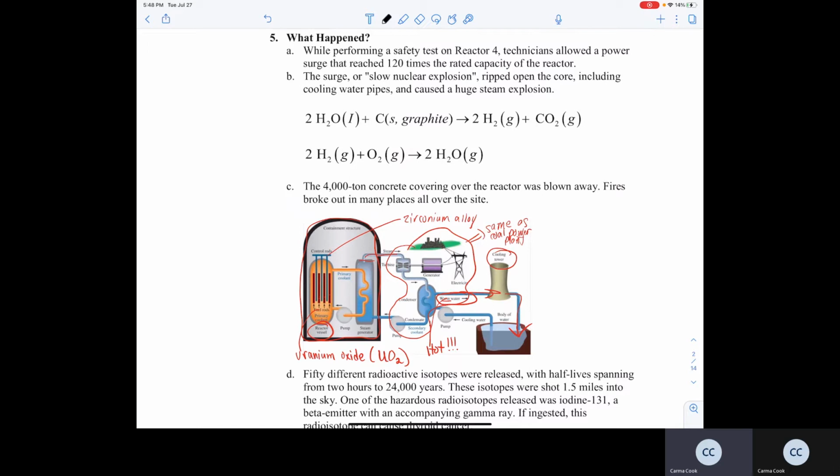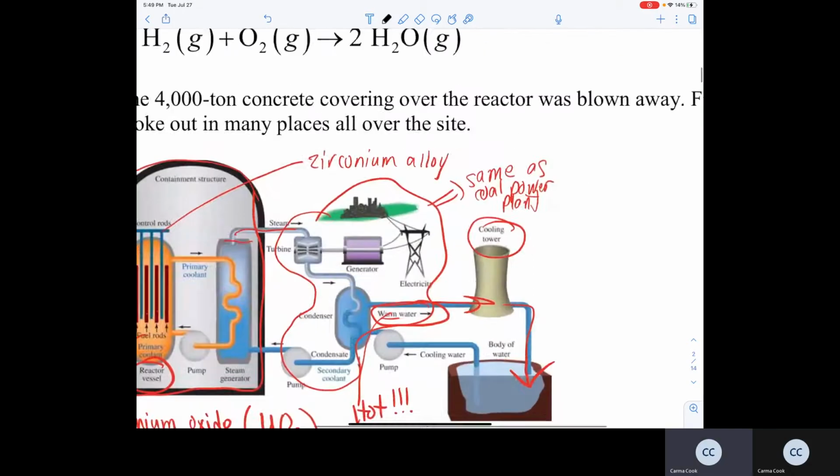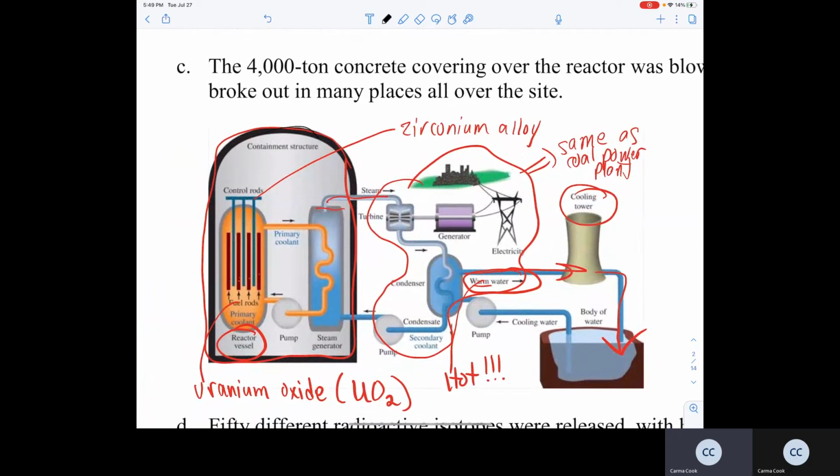And the technicians that were doing the maintenance allowed a power surge to happen. And therefore, that power surge basically blew the whole system. That power surge caused a nuclear explosion, and it ripped open the reactor. And because the reactor was ripped open, so here's your containment structure that holds the nuclear reactor, and this whole containment structure was blown open.